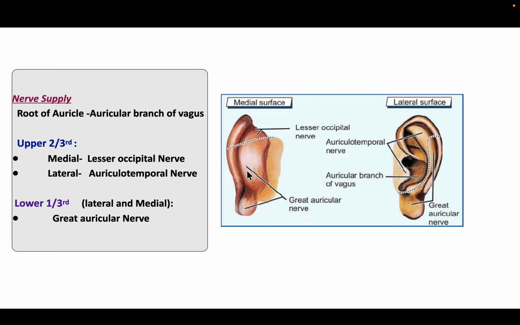Now in the lower 1/3, both lateral and medial surfaces are supplied by one nerve, that is the great auricular nerve. So these are the nerves which supply the auricle: the auricular branch of the vagus nerve, lesser occipital nerve, auriculotemporal nerve and great auricular nerve. Their contribution is by dividing the auricle into upper 2/3 and lower 1/3.